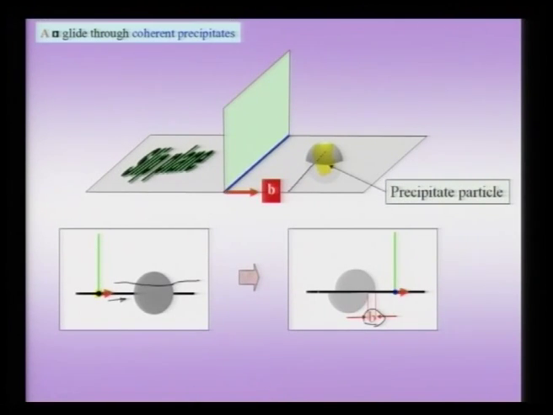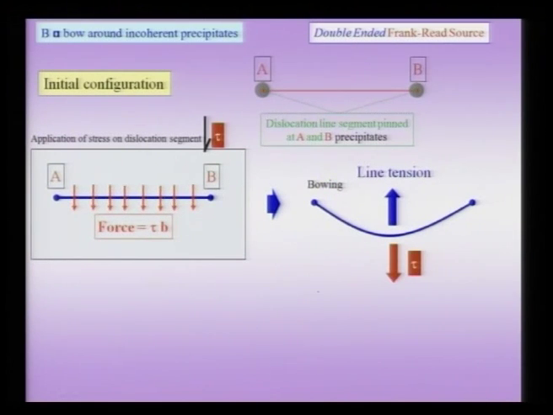Now, of course, this is so far ignoring the long range stress effects, but there will also be interaction of the stresses of the dislocation with the precipitate. Now, suppose I am talking about an incoherent precipitate, and therefore I come to a different kind of mechanism by which a dislocation can interact with an incoherent precipitate.